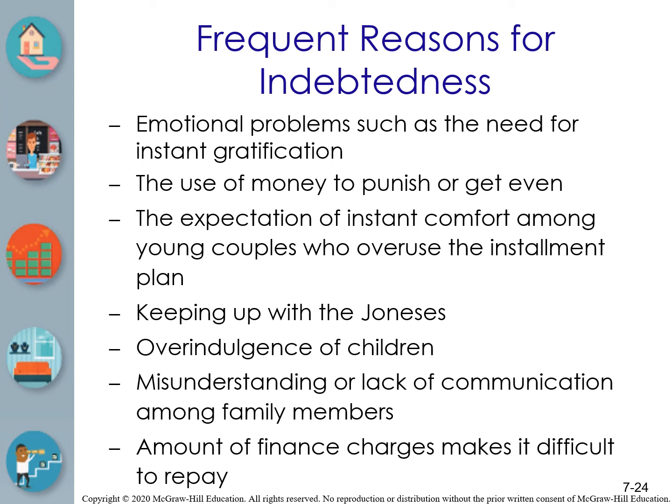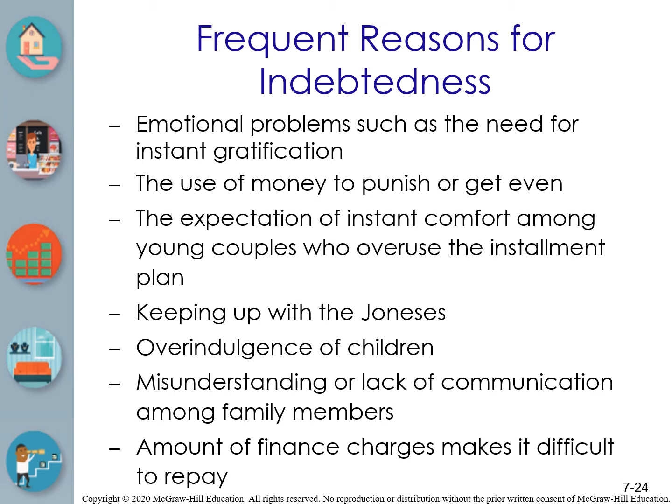The expectation of instant comfort among young people who overuse the installment plans, and that's rent-to-own type of things. It's just buying a new car because you want a new car, and this is where it goes into keeping up with the Joneses. Your neighbor just bought a new car, so you want to buy a new car as well. Overindulgence of children. This happens very, very frequently, where people are keeping up with the Joneses, but through their children.